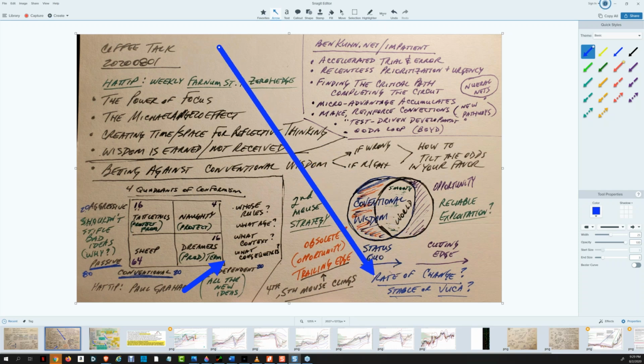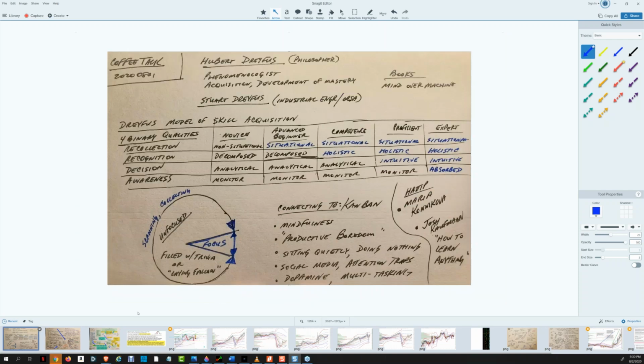So we might ask, what's the rate of change between the world and the ability of the status quo to update? How fast are the new things being incorporated? Is the status quo expanding or contracting? Is it a stable environment or is it characterized by VUCA, and how do you measure that?